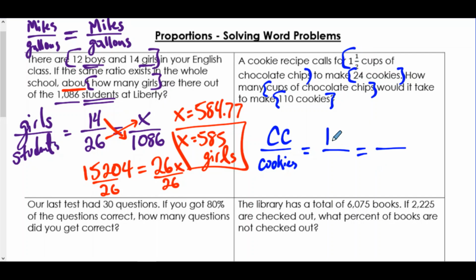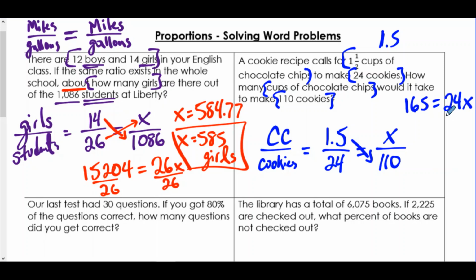That will generate everything that I set up in the proportion. It's 1.5 cups. To change this into a decimal, 1/2 is 0.5. You really just add those two together. It's 1 plus that 0.5, so that's 1.5. That makes 24 cookies. We don't know the number of cups of chocolate chips that it takes to make 110 cookies. So now we'll cross multiply 1.5 times 110, that's 165. And then we'll cross multiply 24 times x, that is just 24x.